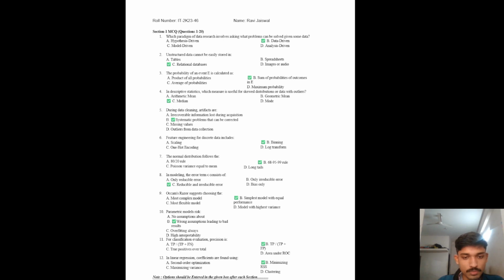The 11th one is: for classification evaluation, precision is. Basically, in a confusion matrix, we can calculate precision, recall, and F1 score. So in this question, it is asking about precision. Precision is basically true positive divided by true positive plus false positive.